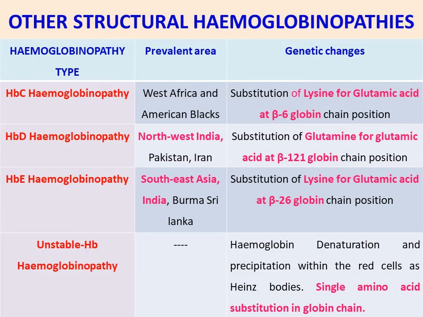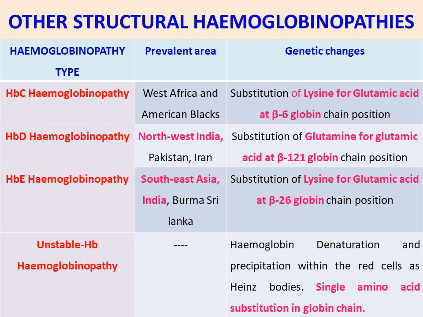Next, other structural hemoglobinopathies. Hemoglobinopathy has 4 categories: HbC hemoglobinopathy, HbD hemoglobinopathy, HbE hemoglobinopathy, and unstable hemoglobinopathy. So here HbC, D, E and unstable hemoglobin. In which areas will these hemoglobinopathies be observed? The prevalent area and genetic changes.